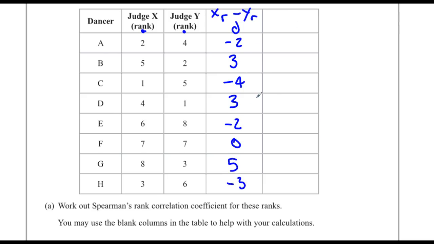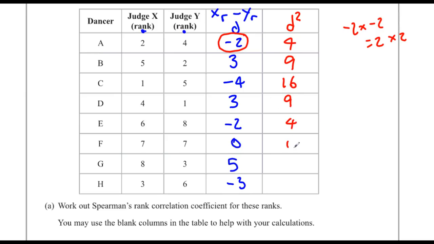Now, because we're not too concerned with the negatives, we want to measure how different they are without them cancelling out. We square these numbers. When we square, I've talked about this in other videos, we do not have to worry about a negative because minus 2 times minus 2 is the same as just 2 times 2, which is 4, by the way. 3 squared is 9, 4 squared is 16, 3 squared is 9, 2 squared is 4, 0 squared is 0, 5 squared 25, 3 squared is 9.